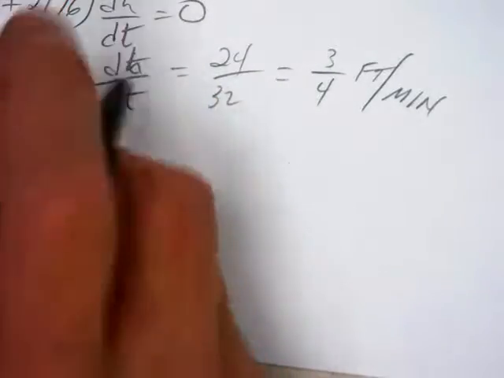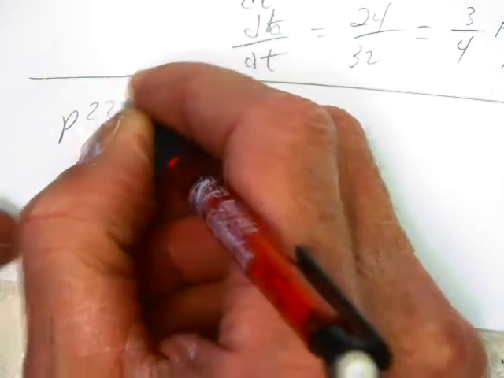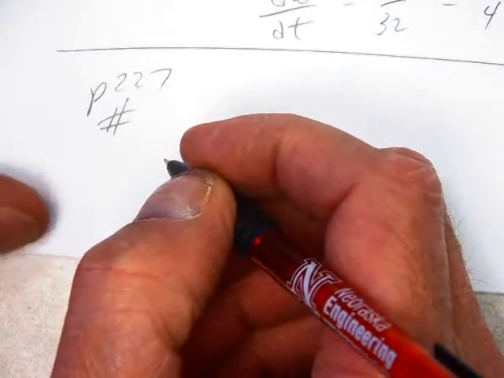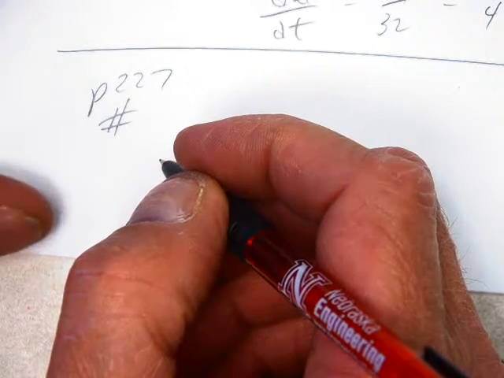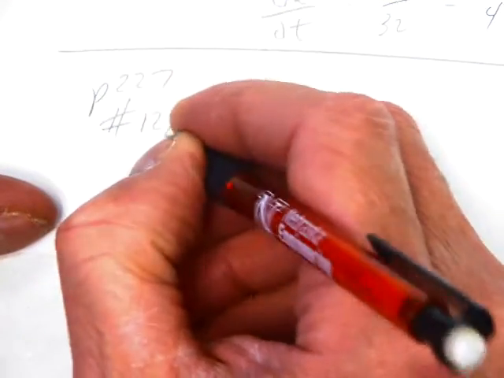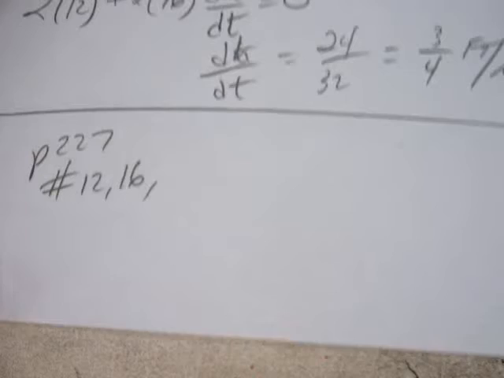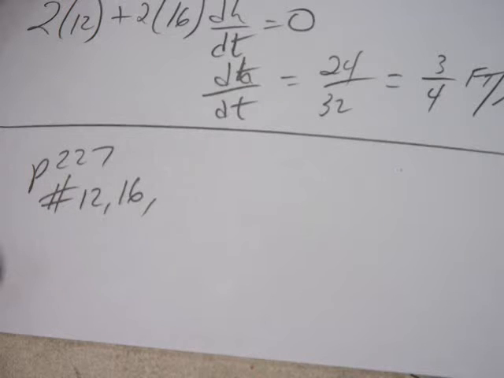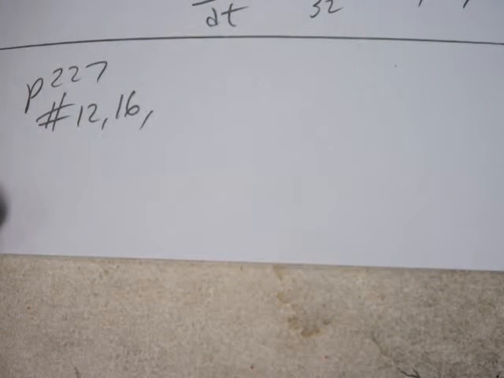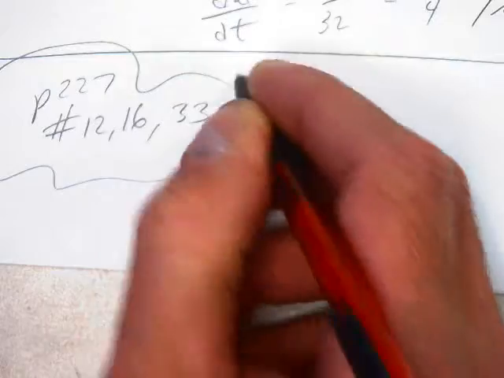Okay, so let's try a couple more implicit differentiation problems. I'm going to have to choose some evens here. Okay, it's 227. Let's do 12, 16, yeah, so those two, and you don't have much time, so I'm not going to give you really much more. Try 33, three problem assignment.